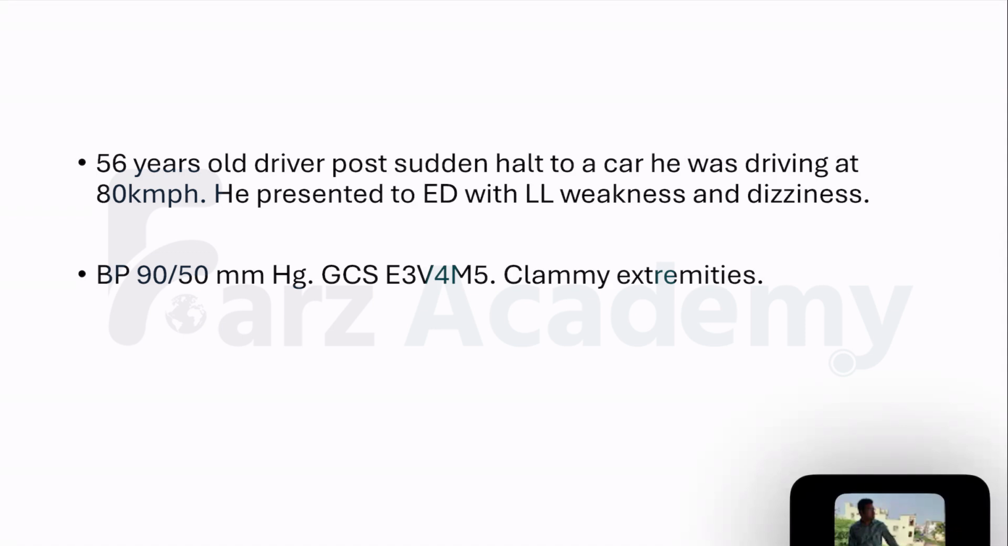Anyway, so next question: a 56-year-old driver, post sudden halt of a car. He presented with a speed of 80 kilometers per hour. He presented to ED with lower limb weakness, dizziness, cold, clammy extremities. His GCS is altered. BP is 90/50. So tell me, without looking at the CT scan, what do you think has happened in this? A CT abdomen has been done. So what are you expecting to find?